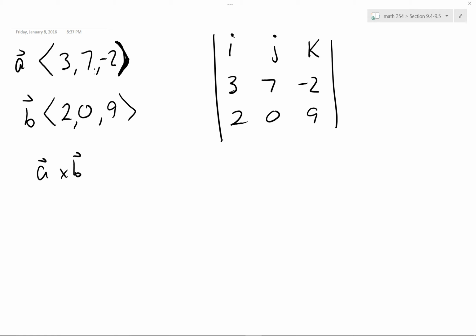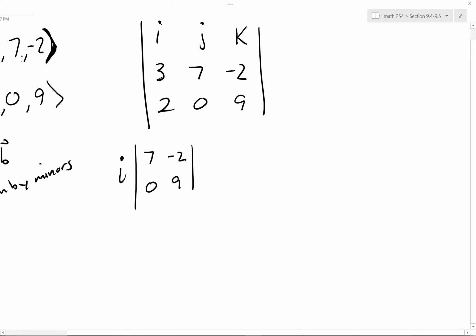If you know how, there's like three different algorithms for this. I'm only going to show one of them. This is my favorite way of doing it. There are at least two other ways of doing the determinant, but this is my favorite. It's called expansion by minors. If you just look at the I right here for a minute, if you cross out the row and the column that I is in, you are left with 7 and negative 2 and 0 and 9.